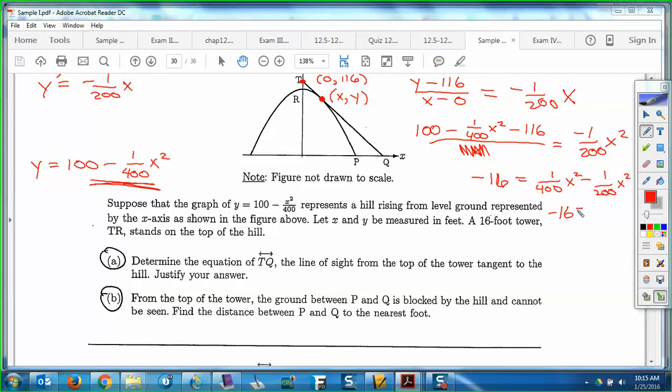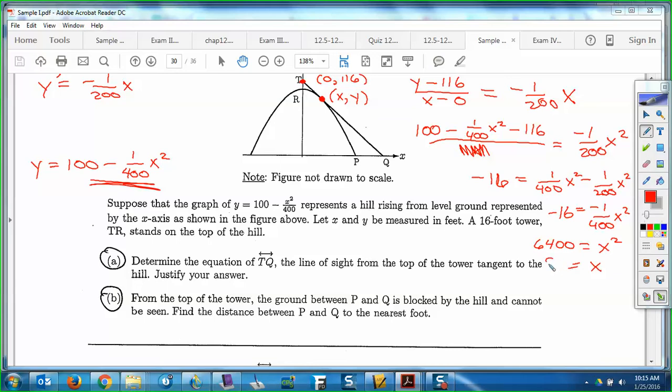So I got negative 16 equals, what would this be over here? That's 1 minus, so it would be negative 1. This would be 2/400s, right? So 1 minus 2, that'd be negative 1/400 x squared. So we'd multiply the 400 over to here. 4 times 16 is 64. Both negatives are canceled. So that's 6,400 equals x squared, right? 2 zeros. What's the square root of 6,400?